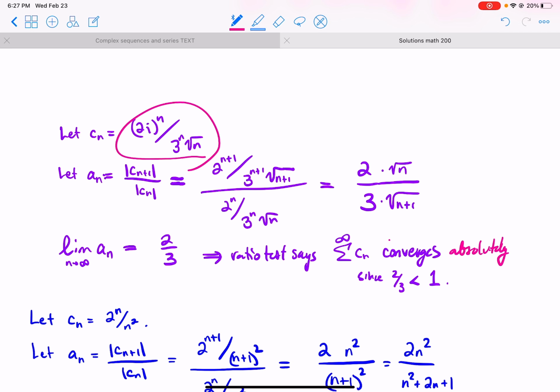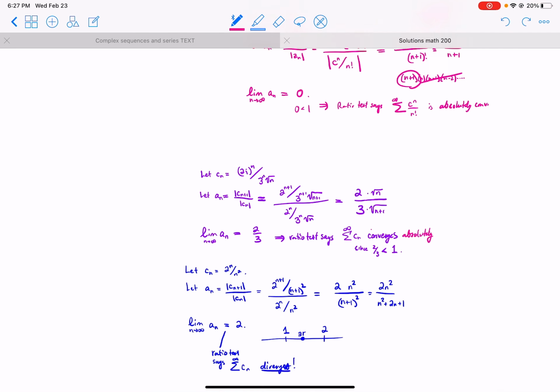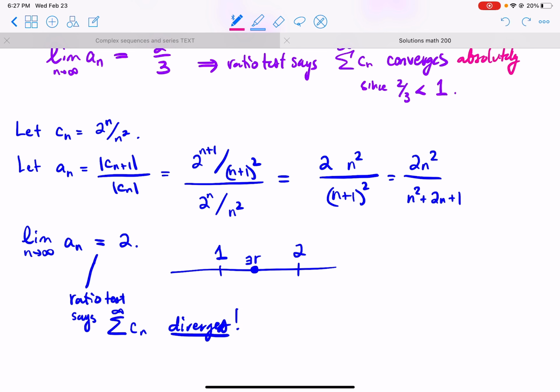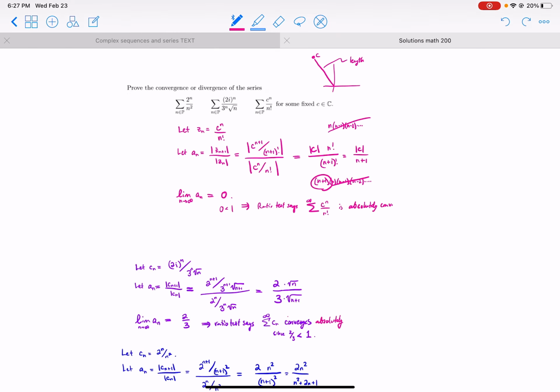Which means we can rearrange terms in the series if we wanted. In this series, we could rearrange if we wanted. The one that diverged doesn't diverge absolutely. That wasn't even something we defined. It just diverges. Okay, that's it.